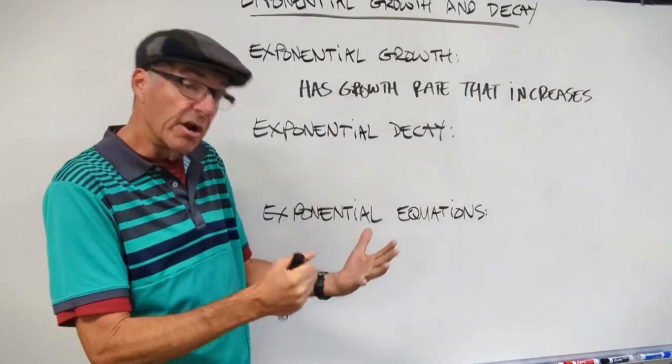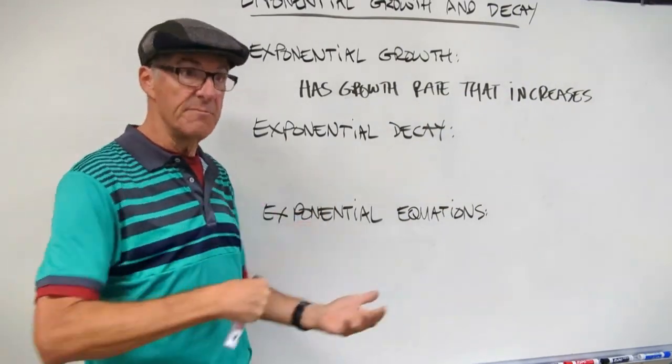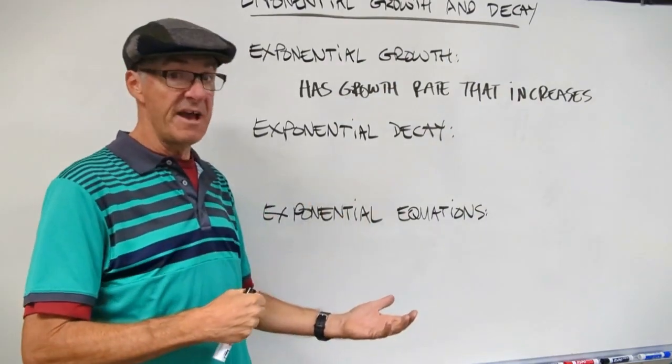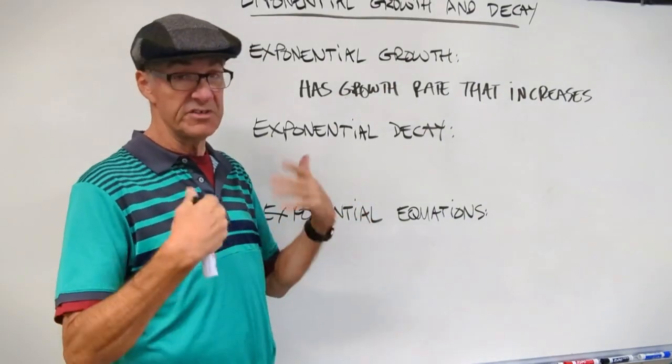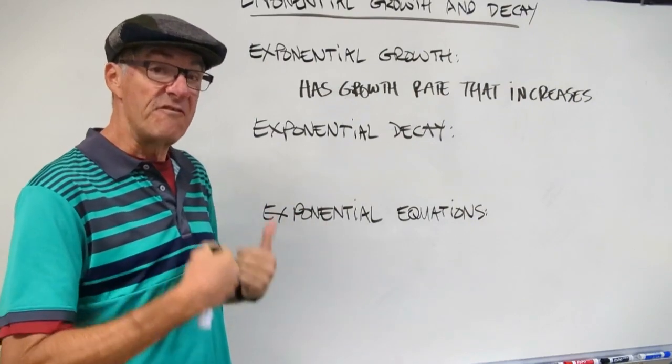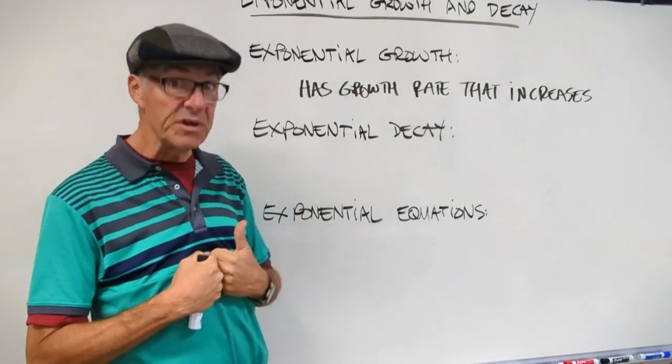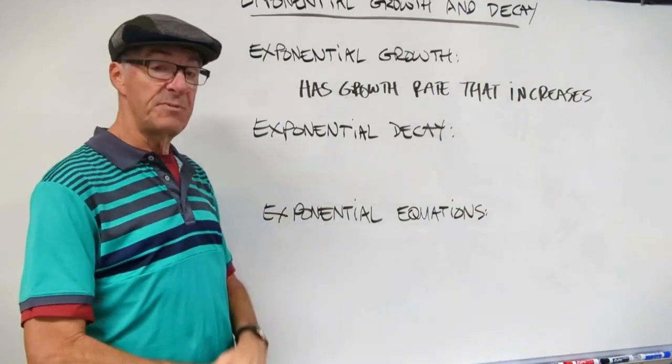So like the first year, you might add 20 of them. The second year, you might add 25. The third year, you might add 31. Fourth year, and so on and so forth. So the rate is not fixed. The rate is increasing. How about exponential decay?